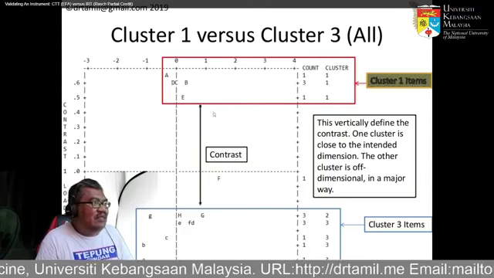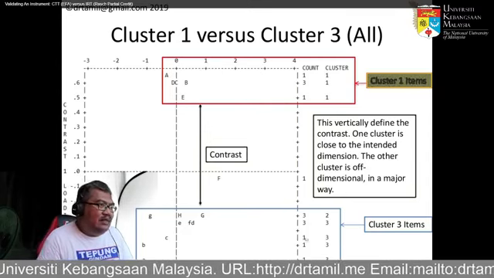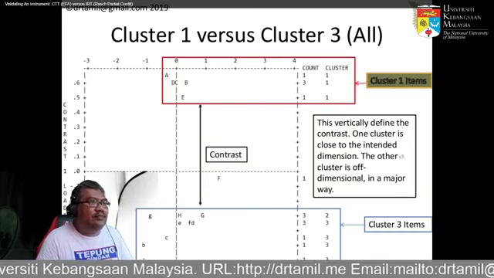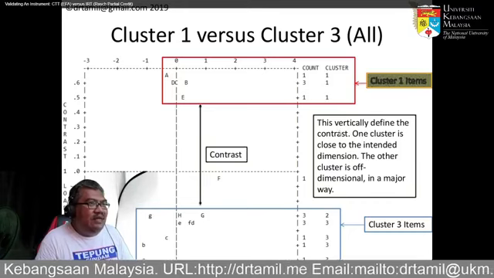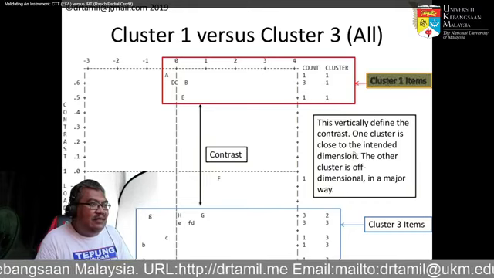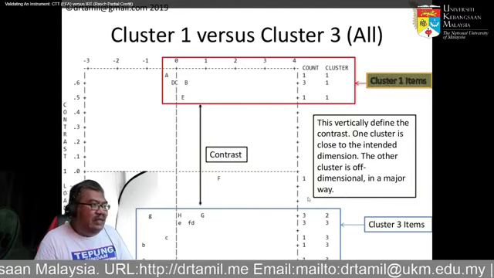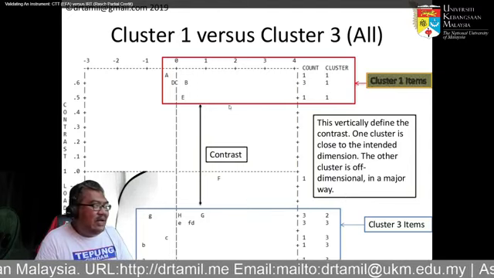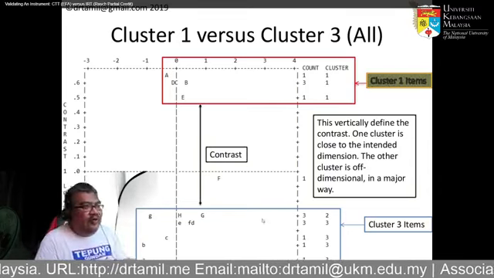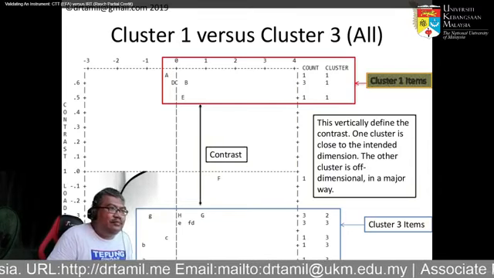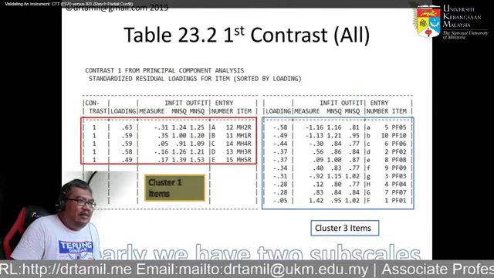Cluster 1 versus cluster 3. This is the cluster 1 items. This is the cluster 3 items. So you can see this vertically defined contrast. One cluster is close to the intended dimension. The other cluster is off dimensional in a major way. So satu dekat, satu lagi jauh. So when we have this kind of situation, we look at the next table.